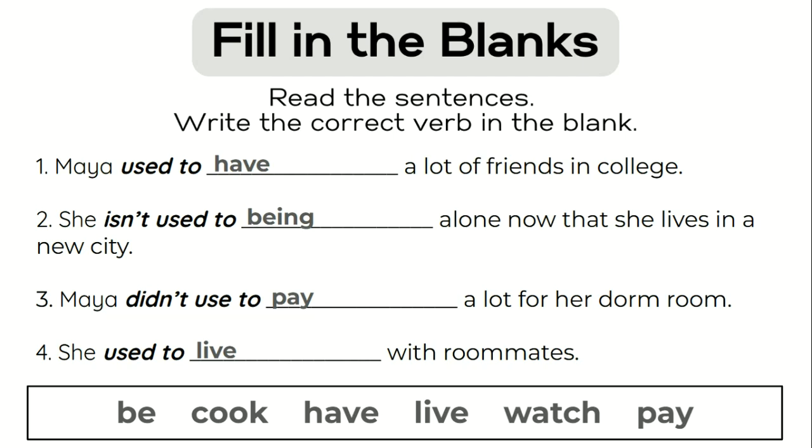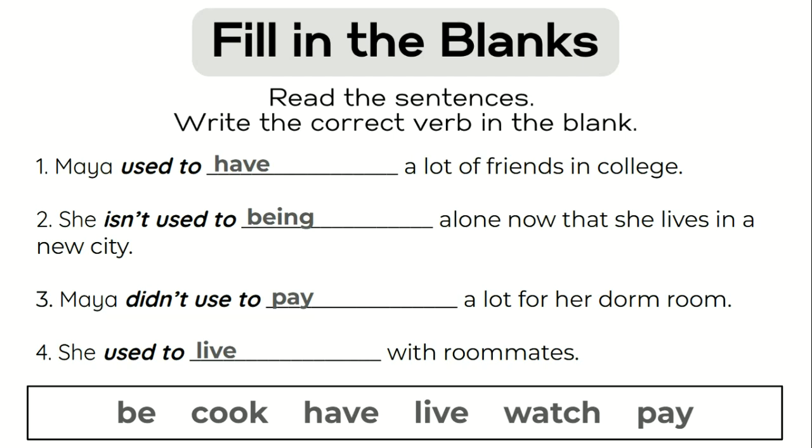So again, what does this mean? For number one, it just means that Maya had a lot of friends in the past in college, but now for some reason she does not have that many friends. And number two tells us why. It says she now lives in a new city. And so she isn't used to being alone. This means that this isn't familiar for her yet. This isn't comfortable for her yet. It's definitely a new situation for her.